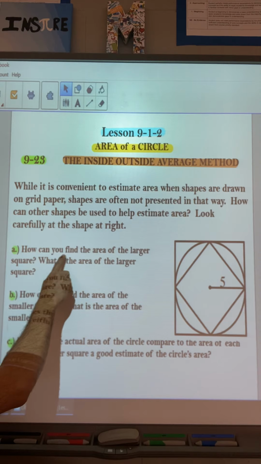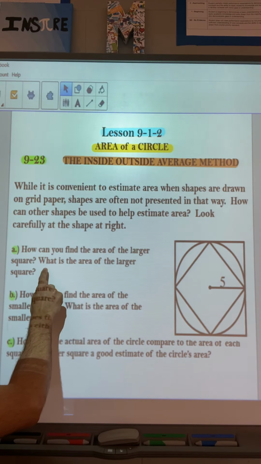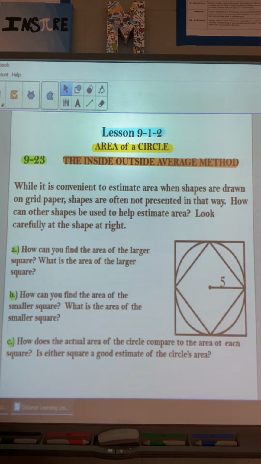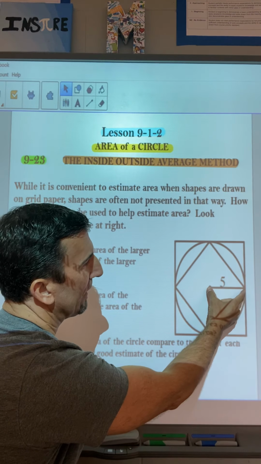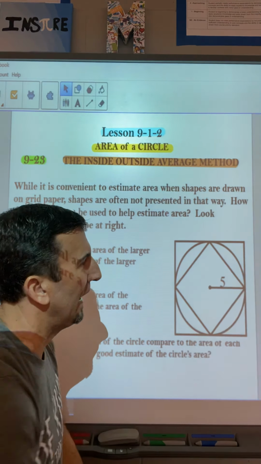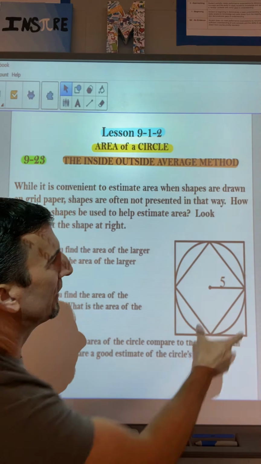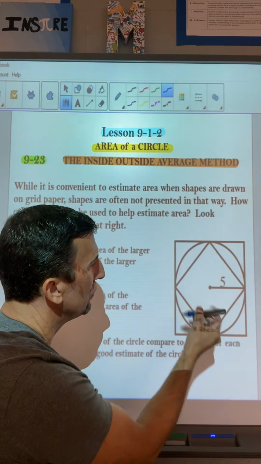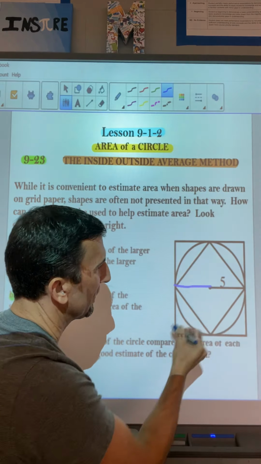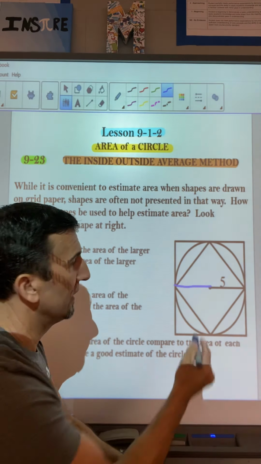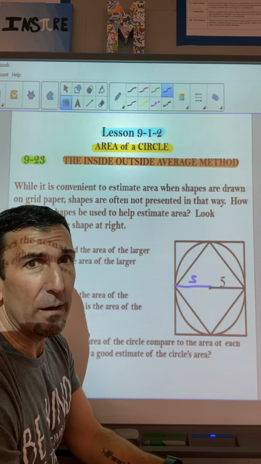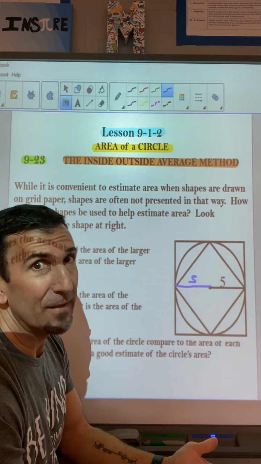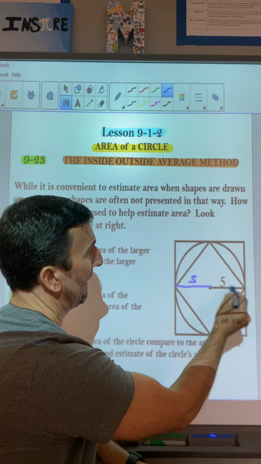First of all, it says, how can you find the area of the larger square? What is the area of that? So let's take a look at this. This is 5, so the radius of my circle is 5. Now, if the radius is 5, you should be able to tell me what the diameter is all the way across, because this is going to be 5. So my diameter all the way across is going to be what? Yep, it should be 10. 5 and 5 is 10.